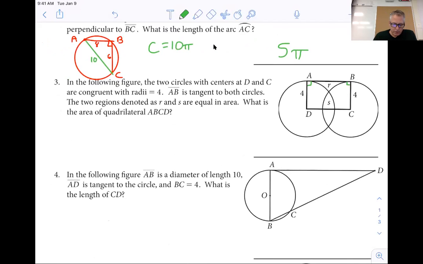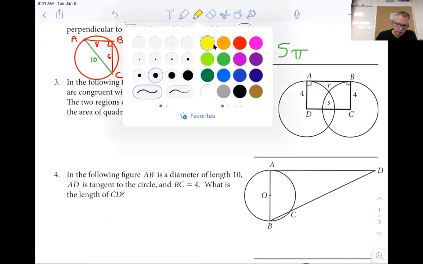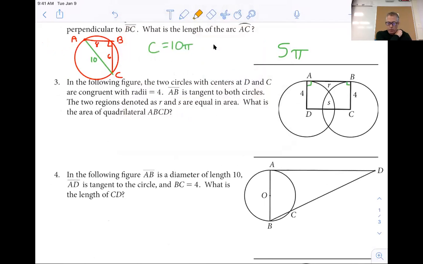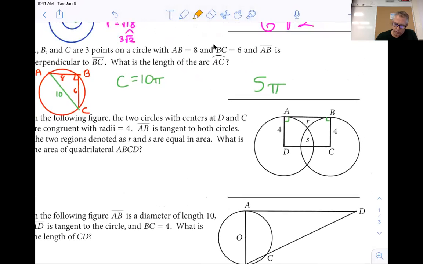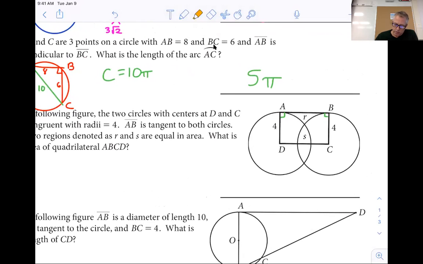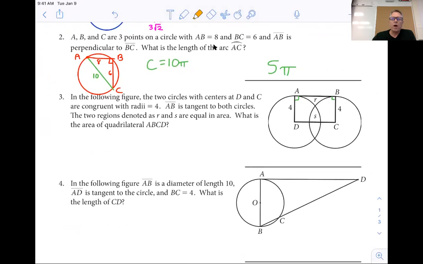All right, so it says the two regions denoted R and S, those two little chunks in there, are equal in area. What is the area of quadrilateral ABCD? So we want the area of the quadrilateral, which is actually a rectangle. There's not much for me to write on here, but why don't you take a few minutes and try to come up with some ideas. We know, and I think this is really important, the two regions, they wouldn't tell us if it wasn't important, R and S are equal to each other.